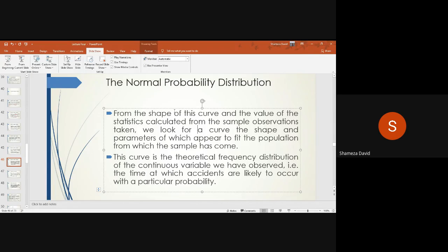And so we look at the curve, the shape, and the parameters, which appear to fit the population from which the sample has come. Now, what this is really saying is that each continuous variable will have its own curve, with its own mean and its own standard deviation. And given that, it would be quite difficult for us to develop a probability distribution accurately or easily for each specific continuous random variable. And so the normal probability distribution allows us to use this sort of theoretical frequency distribution and apply it to our data.